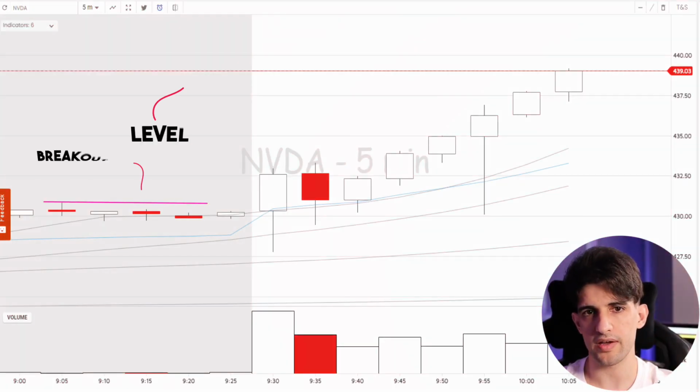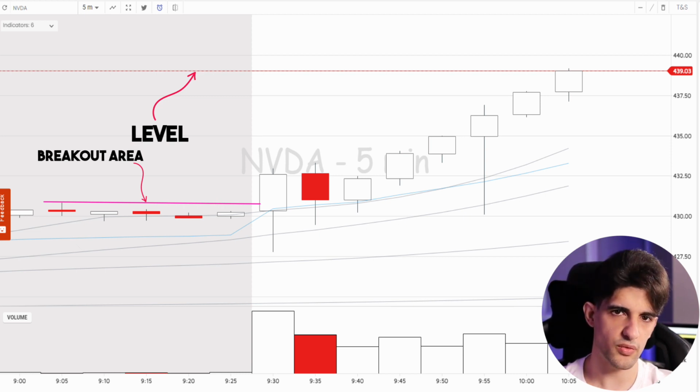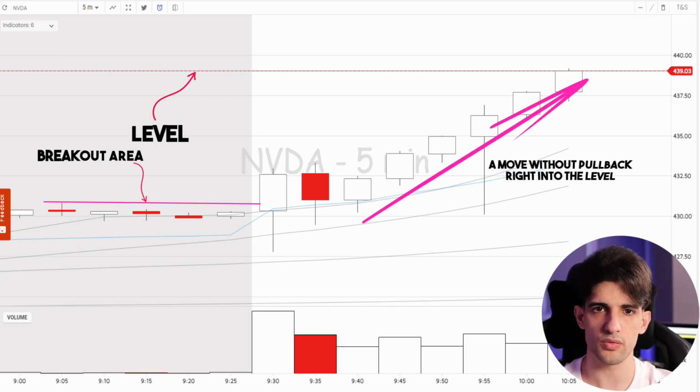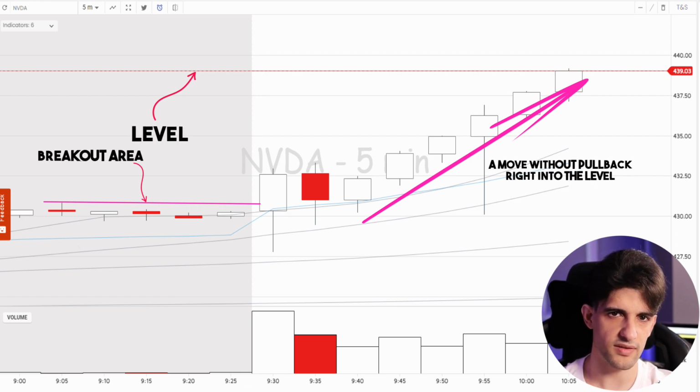For that, I take a look at the 5-minute chart. And I need to make sure that there was a straight move or big move to the upside without any single pullback from the breakout area. You could see here that the breakout happened approximately around $431 area, and the level is sitting around $439 area.